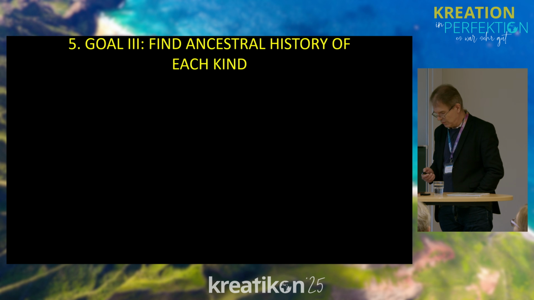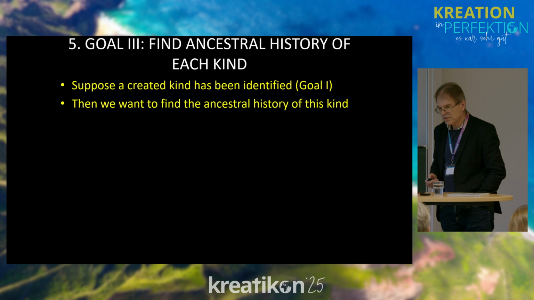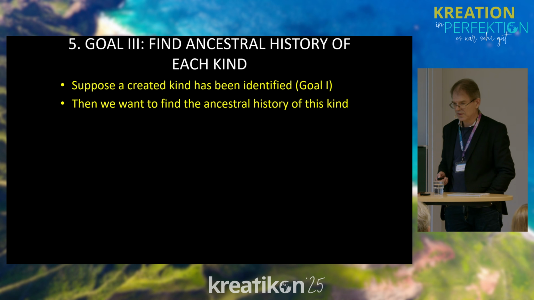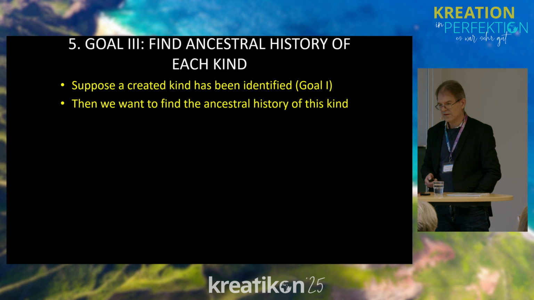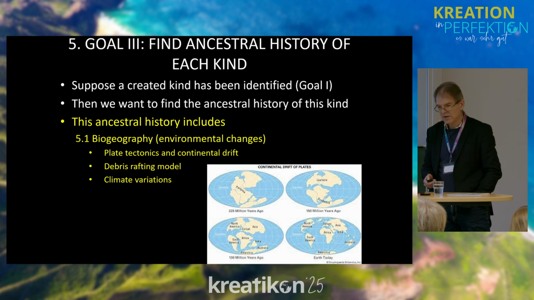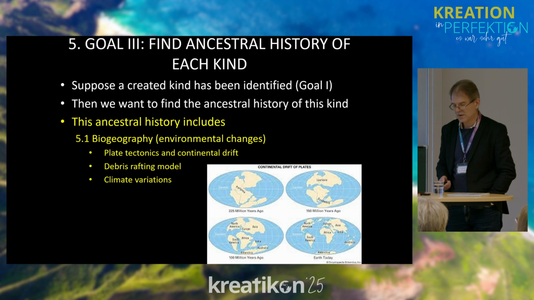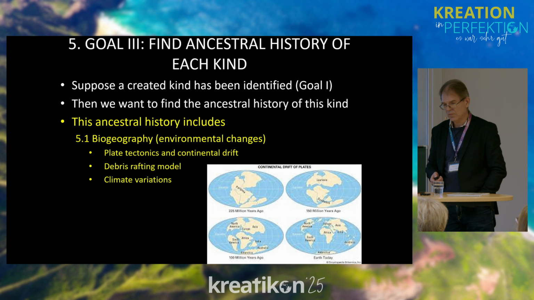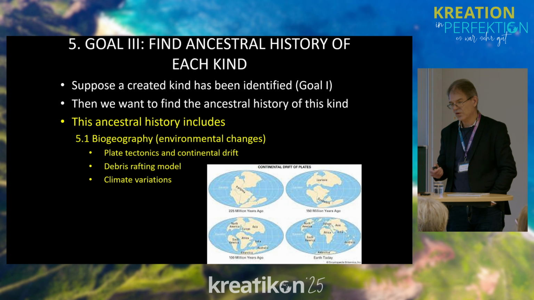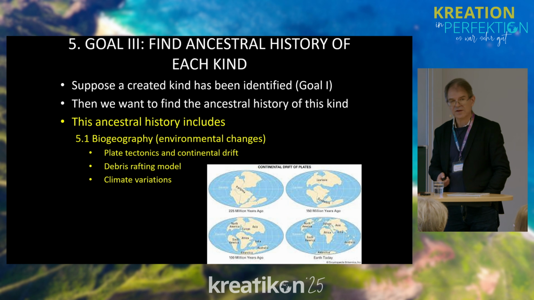Let's now turn to the third goal, to find the ancestral history of each kind. So suppose that a kind has been identified, and that's the first goal of baraminology, and then we want to find the ancestral history. And that includes biogeography, often due to environmental changes. So creationists often believe that plate tectonics took place during the flood. And of course, that caused continental drift, and that also influenced the history of that particular kind, its geographic spread.